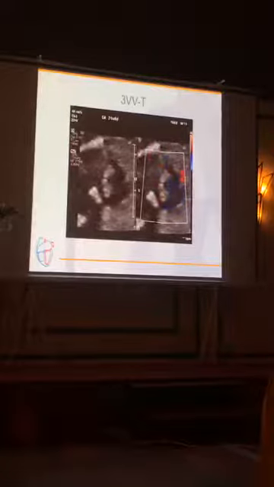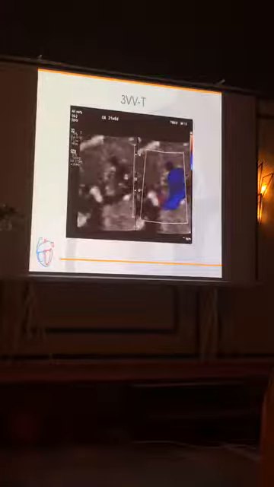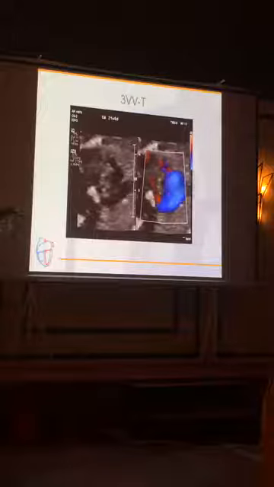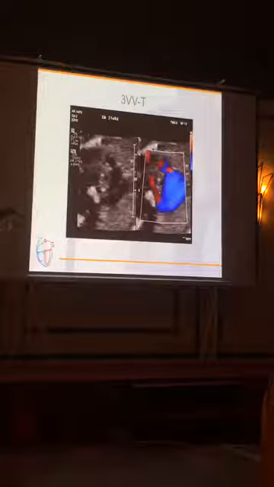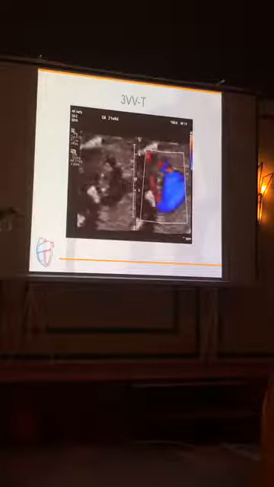Okay, this is something you know already perfectly. Yeah, the ductus arteriosus, the aortic arch. There's the trachea, and a vessel behind the trachea, which is the aberrant right subclavian artery.